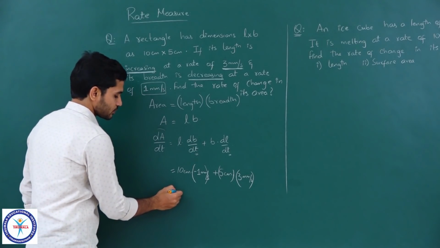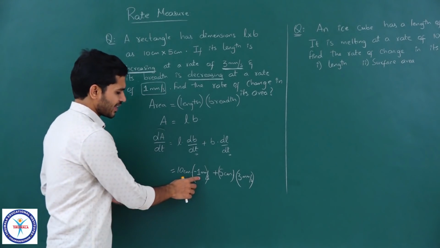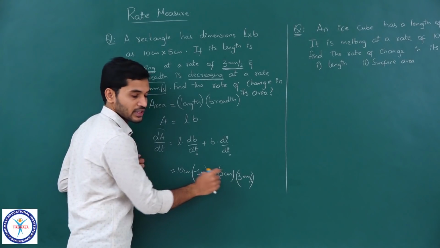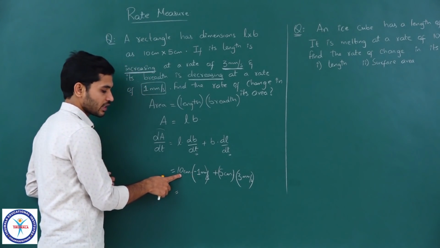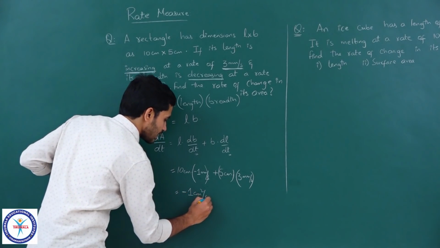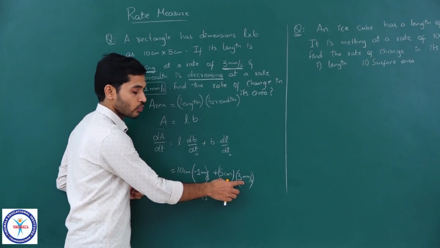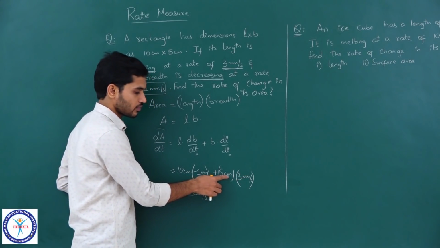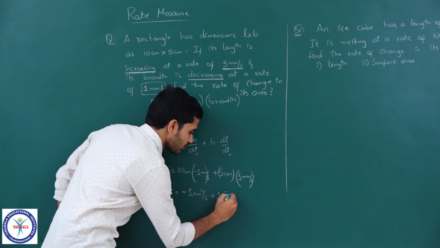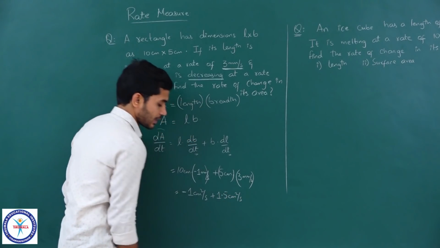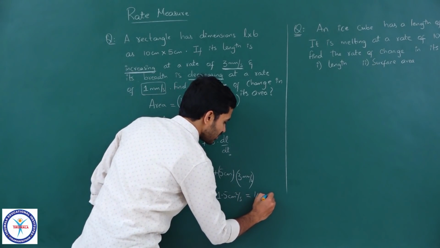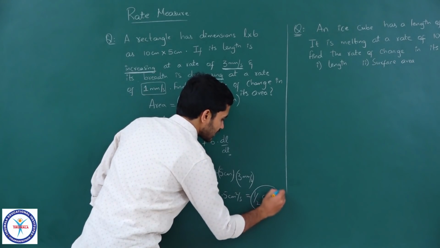So when I simplify this, I can write this as 0.1 centimeter per second, correct. This can be written as 0.1 and this can be written as 0.3. So 0.1 into 10 will be 1. So this becomes minus 1 centimeter square per second, and here this is 0.3. 0.3 into 5 is 1.5. Once again centimeter square per second. So plus 1.5 centimeter square per second. So which means the final answer which we get is half centimeter square per second. So that is the answer.